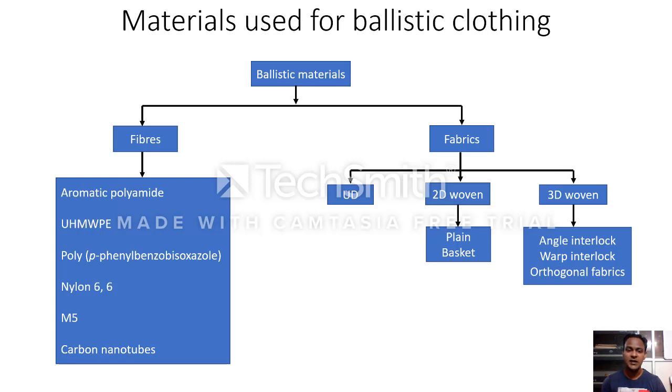We will be discussing each and every fiber, and then there are various types of fabrics also that are used in the ballistic protection. What are the types of fabrics? Like unidirectional, 2D woven and 3D woven. And in 2D woven, you can see the fabrics used are plain and basket types, which we will be discussing. And in 3D woven also, you can see the angle interlock, warp interlock and orthogonal fabrics are used for ballistic clothing. So first we will discuss the fibers.